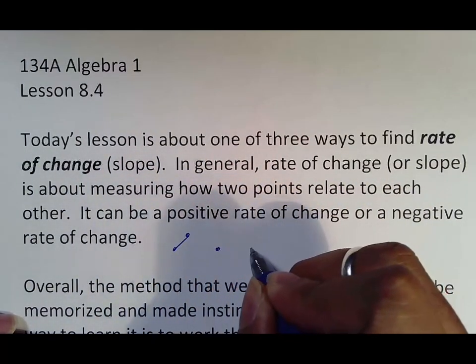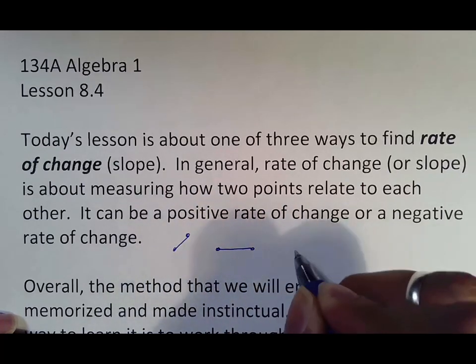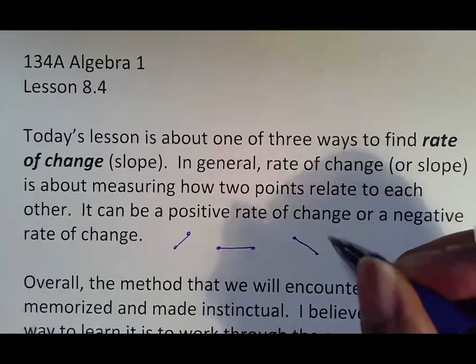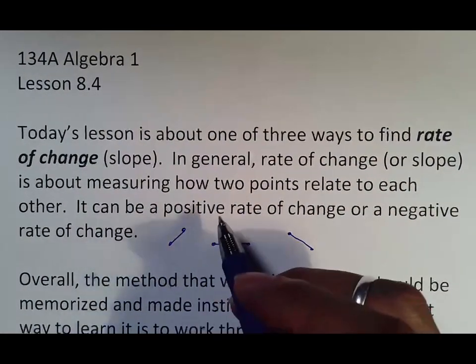Pretty much what you're looking at is, if there were 2 points here, how they relate. If there were 2 points here, you're looking at how they relate. So typically rate of change has to do with 2 points, and what you're looking at is what's going on.